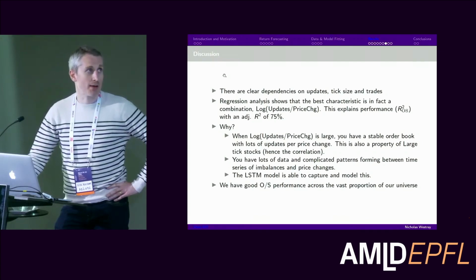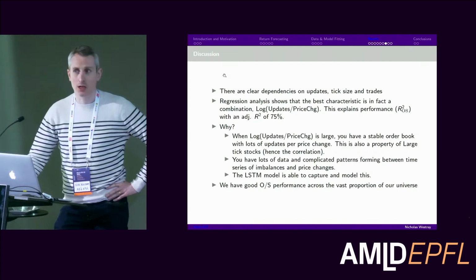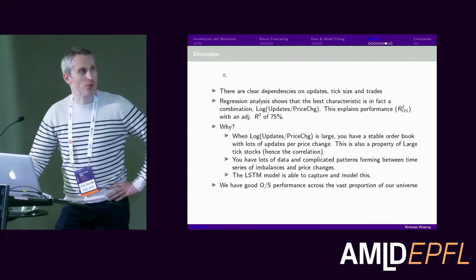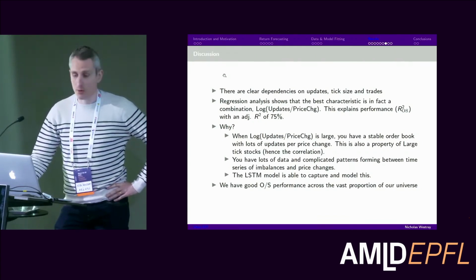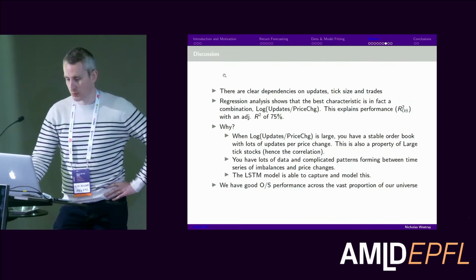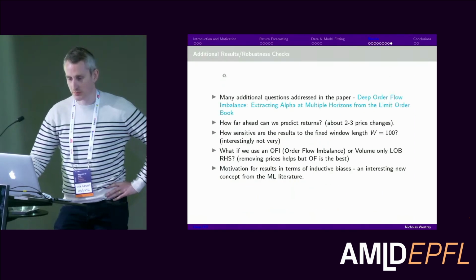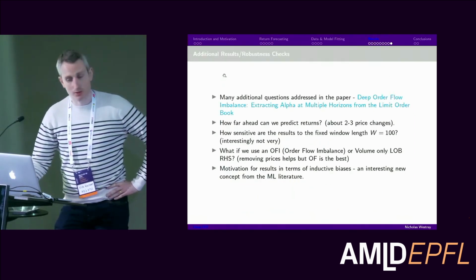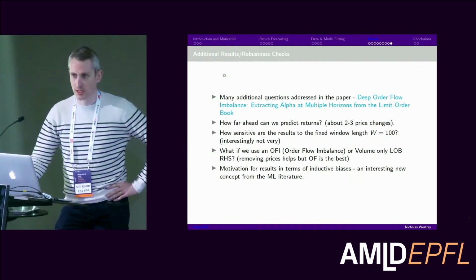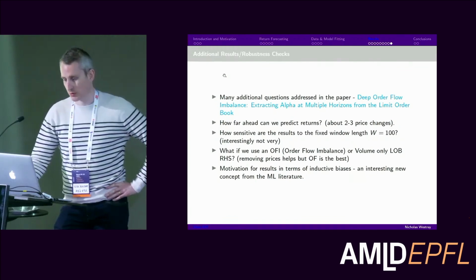Also, there's lots of evidence in the market microstructure literature that generally it's easier to build alphas for large tick stocks, and that's what you're seeing here. And anyway, we have good out-of-sample performance across the vast proportion of our universe. And this is the final graph to show you that we do a reasonable job explaining performance in terms of microstructure characteristics. If you're interested, there are many more questions and sanity checks in the paper, and I would encourage you to read it.